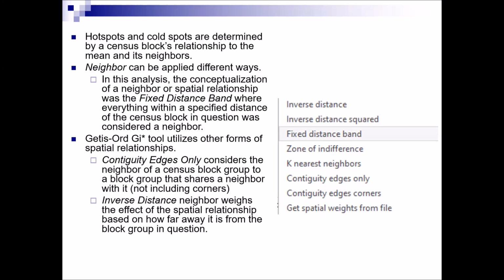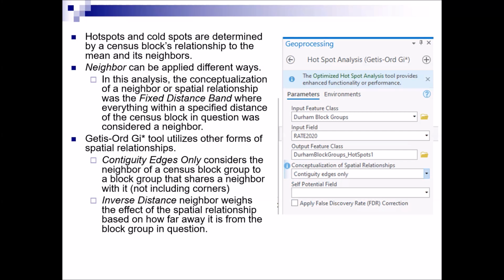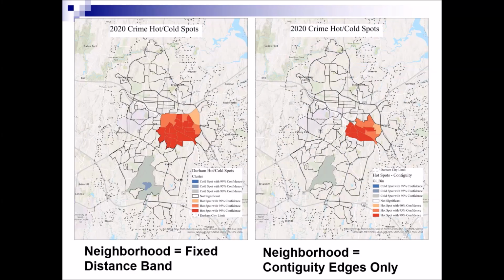And so people have done some really neat research in just how many hotspots am I going to have for this? What is the best type of neighborhood to use with crime analysis versus other types of analysis? And so I can run this here with these drop downs. I'm looking at my rate right here. And so neighborhood fixed distance band versus contiguity edges only. Same exact data. This is one type of hot spot, cold spot versus another type of hot spot, cold spot. Same exact data. I've changed one thing.